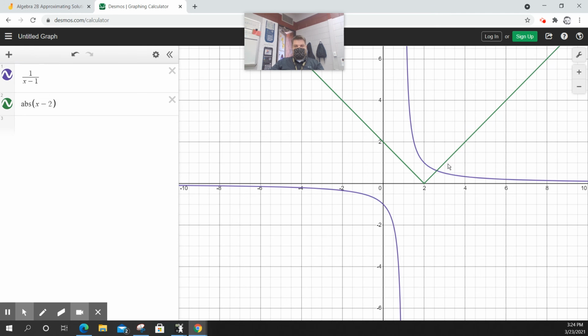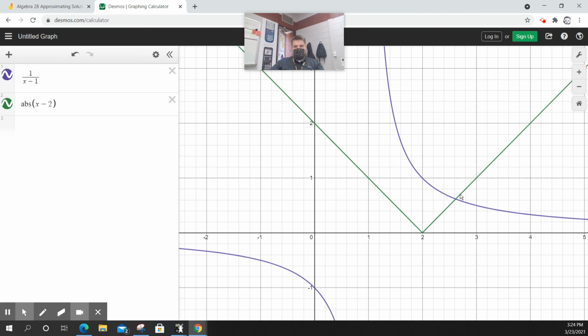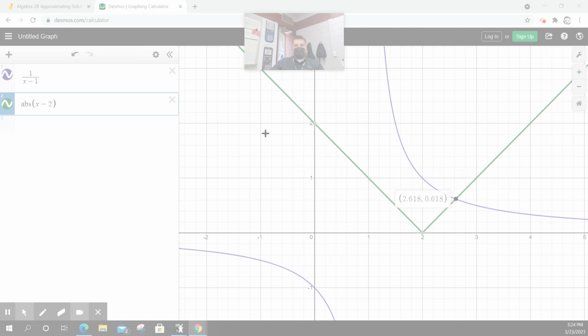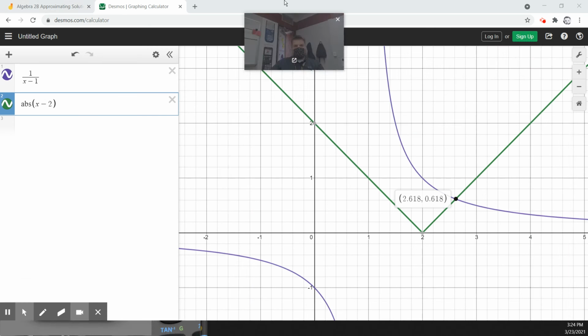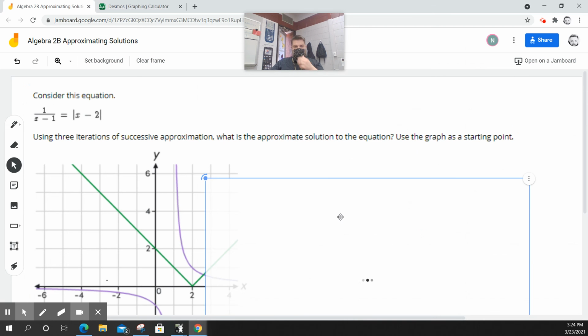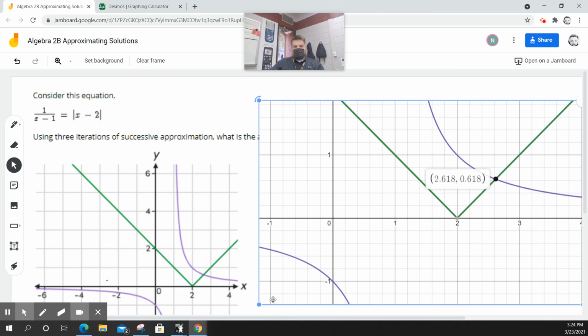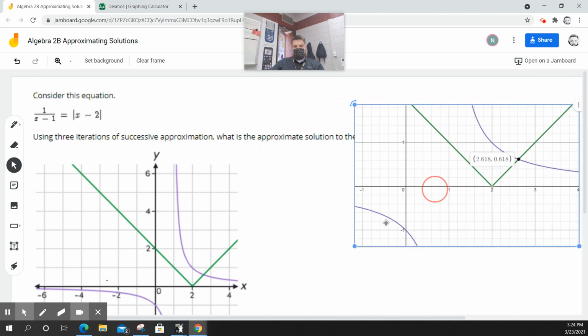So this is the graph, all right? We're going to zoom in on it. And what I want to know is where it intersects. Boom. That's it. Let's take a screenshot. So now this calculator will actually do exactly what they're asking us to do. Now you could also do this on the TI-84.